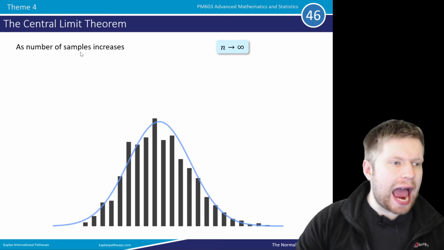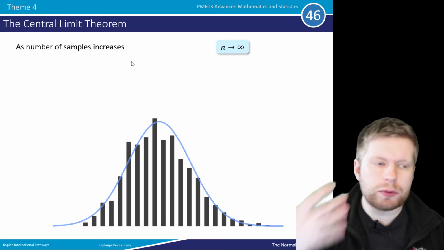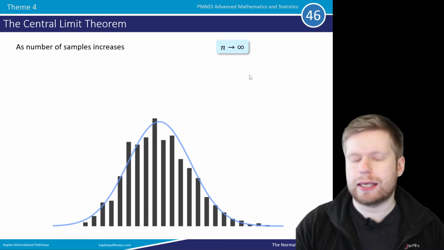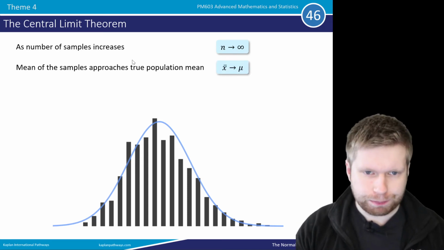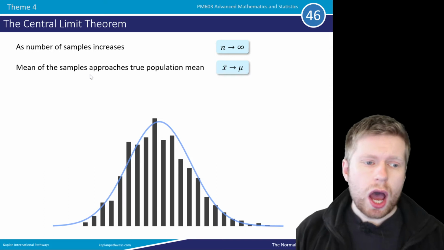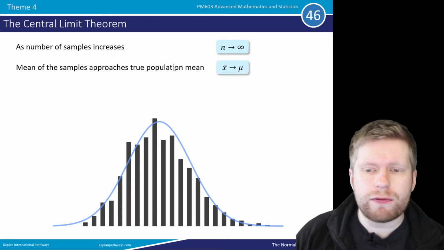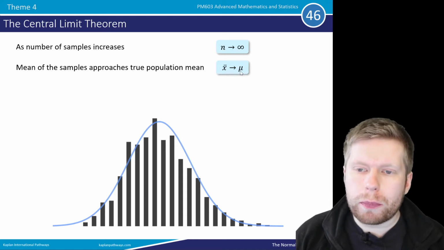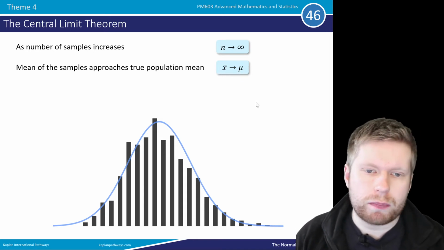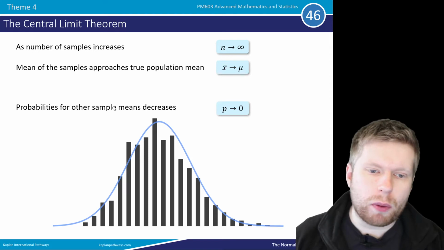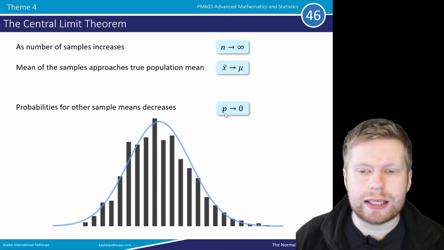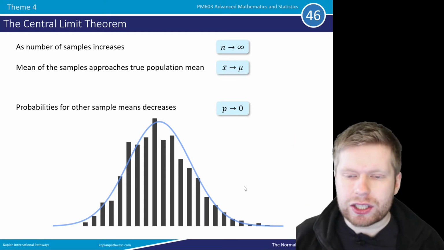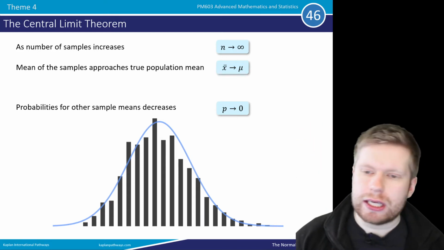So I've just basically said, as the number of samples that I'm taking increases, and I can write that notation as n approaches infinity, number of samples gets large, then the mean of the samples approaches what the true population mean value should be. So the mean of the samples, which remember is x bar, should approach the true population mean parameter, which is mu. Okay. It's also the case that probabilities for other sample means decrease. So in other words, the probability of getting a value out here, as I consider more things in my sample, the probability of getting an outlier should decrease, okay?